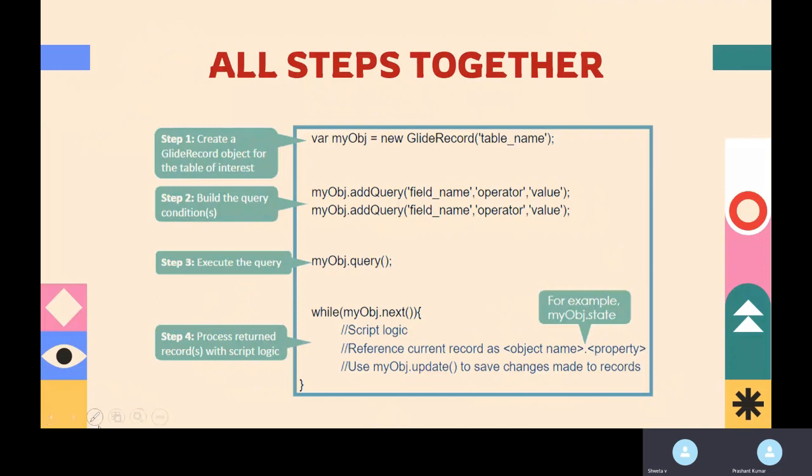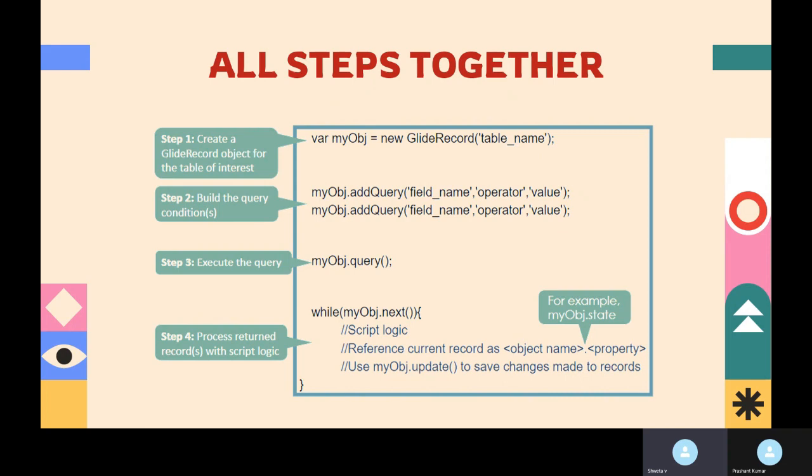Now we have kept all the steps together: step 1, step 2, step 3, step 4. Here we are creating a GlideRecord object. Here we are adding a query condition. Here we are executing our query. And here we are writing our scripting logic. Scripting logic in the sense, suppose there is some requirement from the client or project, so that script logic you can apply here. So these are all the steps for executing our GlideRecord.